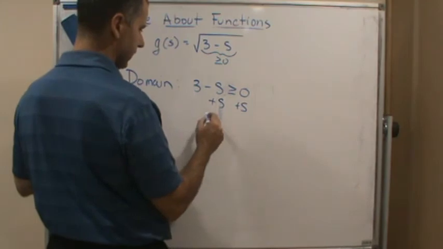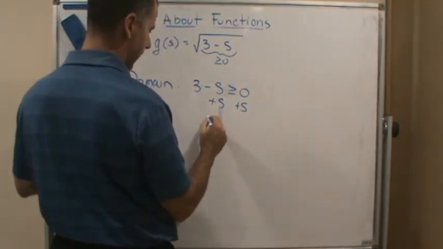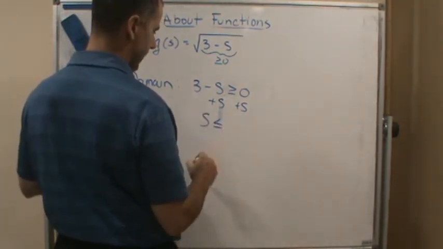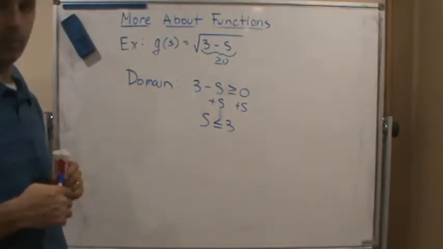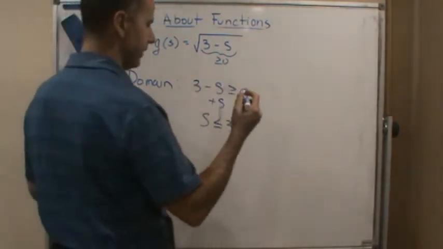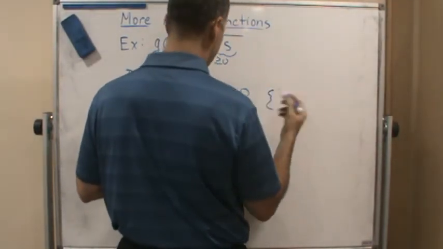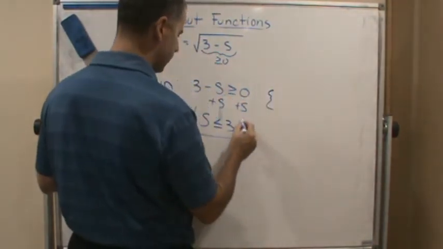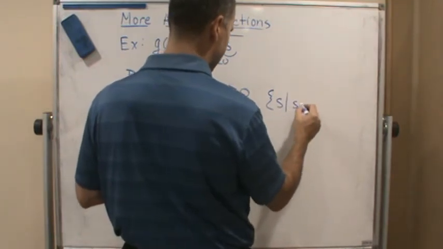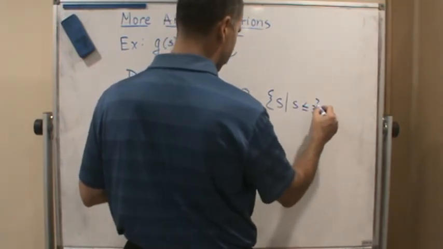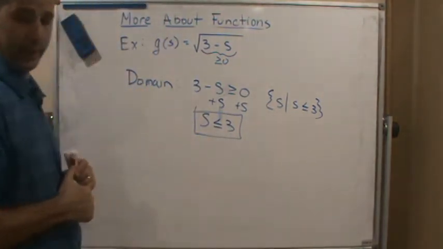So that means s has to be less than or equal to 3. That's the domain. So the way we would write this using set builder notation, we could write it this way, that's fine. Or we could write it as the set of all s such that s is less than or equal to 3. And that's the domain.